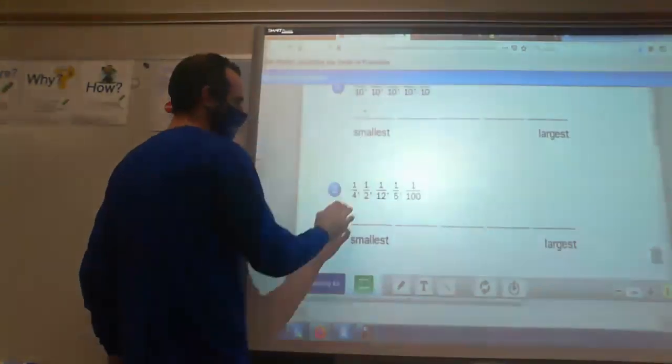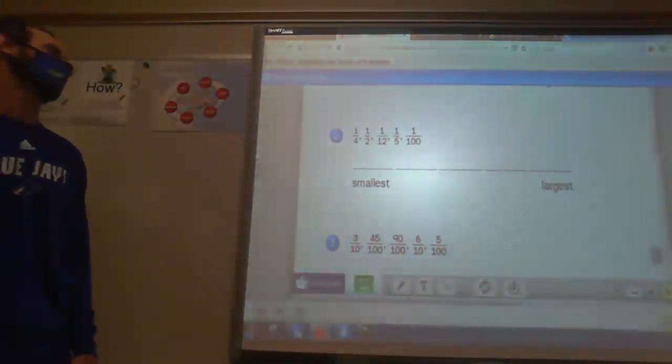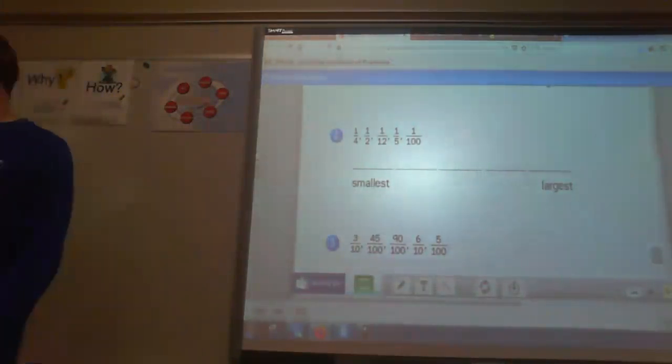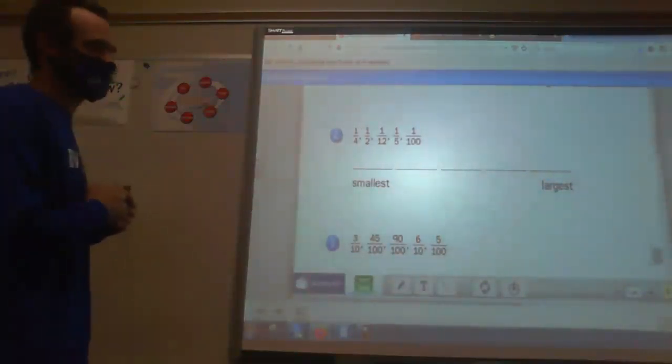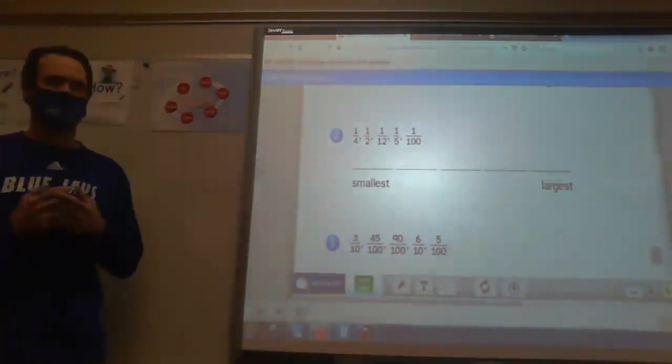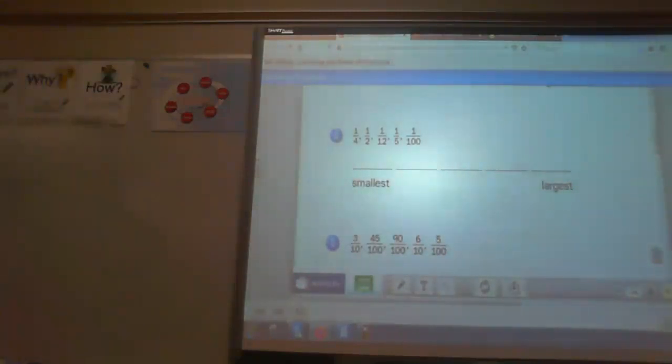Next one. Oh, hey, whoa. What do you notice about this one? Blake, what do you notice about this one? They're not common denominators. This time we have common numerators. And so this one, do you really have to do the less than half, more than half probably? No. Okay, talk with a partner. What do you need to keep in mind when you're looking at common numerators? What's important to think about?